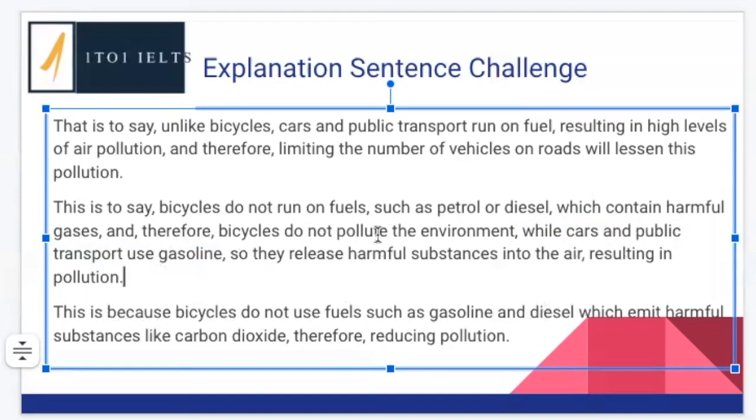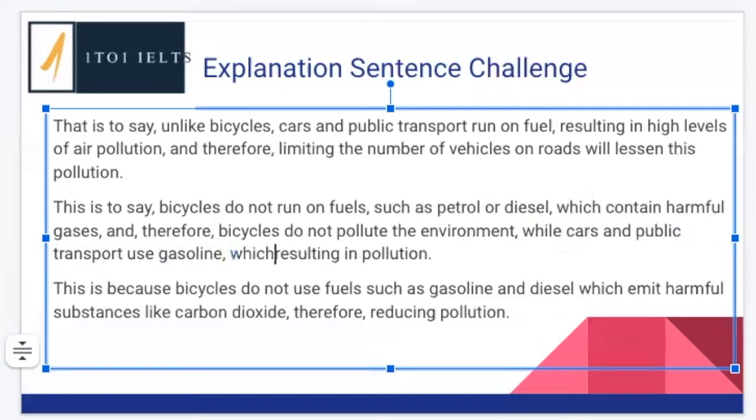So again, definitely explaining the idea. So that's really nice to see. These really long sentences that we're having, they do seem a little bit repetitive. They're okay, but a lot of this is they use gasoline, which releases harmful substances, resulting in pollution. So maybe we could make this a little bit more concise. So while cars and public transport use gasoline, we could just keep this, which creates pollution. Okay, so we don't need these incredibly long sentences.